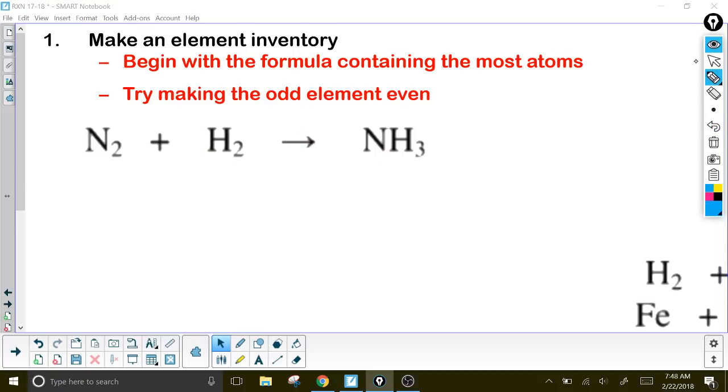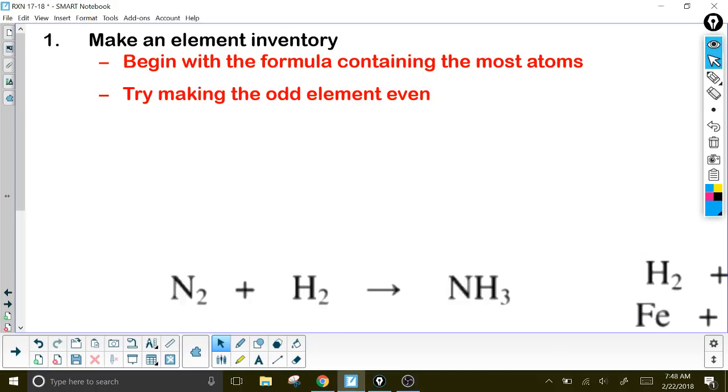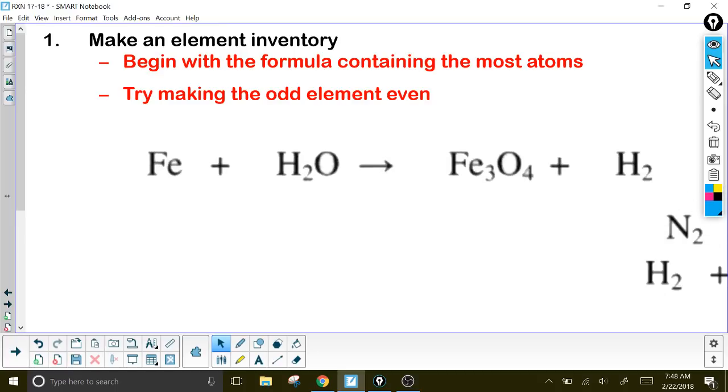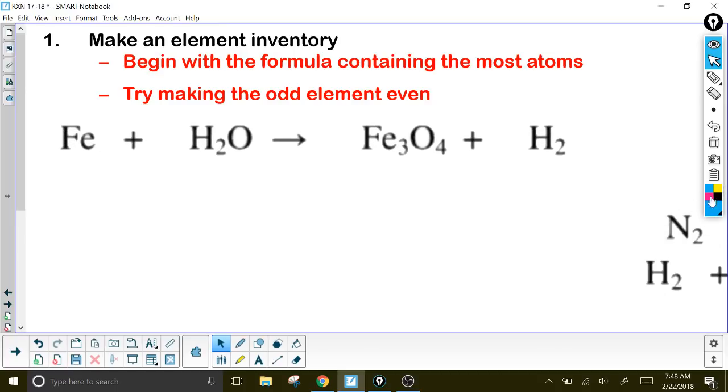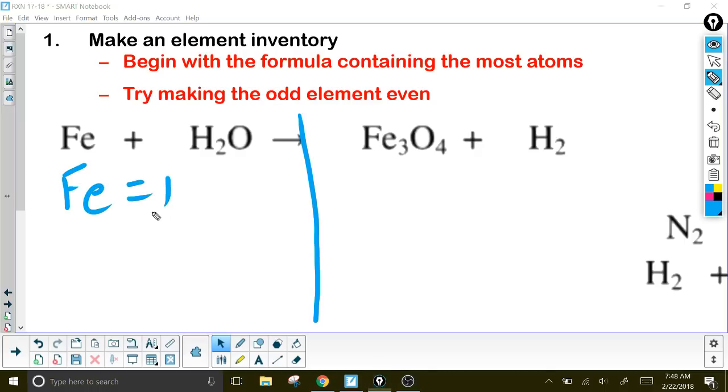And finally, picking again, it's all about where you start. You can get there more than one way. It's not that big a deal, but you have better success the first try if you can start at the right place. So Fe equals 1, H equals 2, and O equals 1.